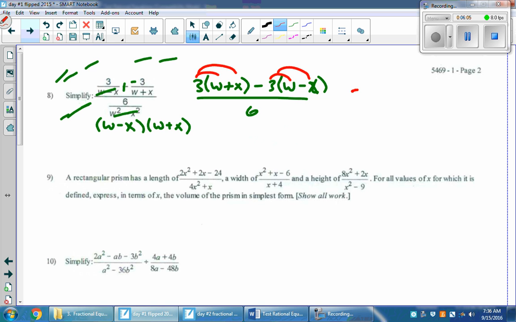So I get 3W plus 3x minus 3W minus 3x. Sorry, plus 3x. I knew it. So the W's are gone. That gets me 6x over 6. The 6 is canceled, so I get x.